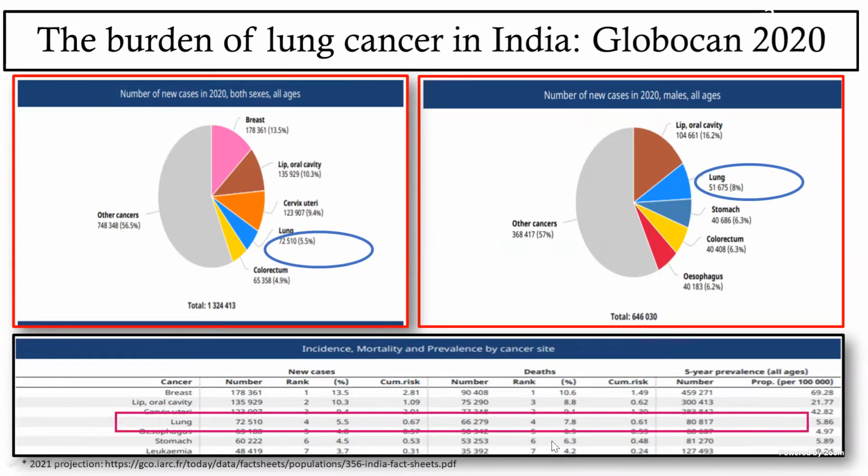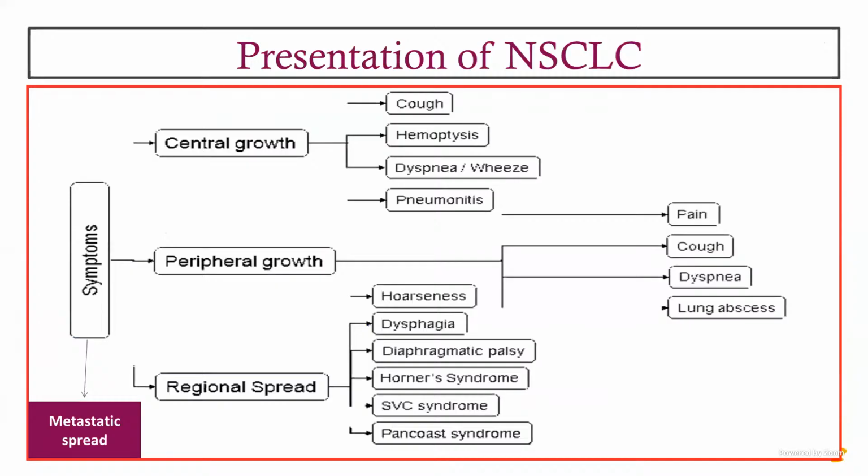As we see here, 7.8% of deaths are contributed to carcinoma lung. And the most important thing about lung carcinoma is that most of these lung cancer cases are attributable to smoking. So if we stop smoking or we start programs for awareness of smoking, we can drastically decrease the incidence of lung carcinoma. Now going to today's talk, first I will start with the presentation of non-small cell carcinoma.